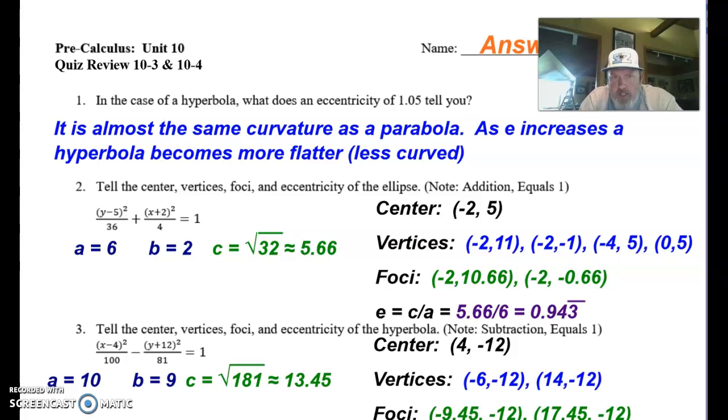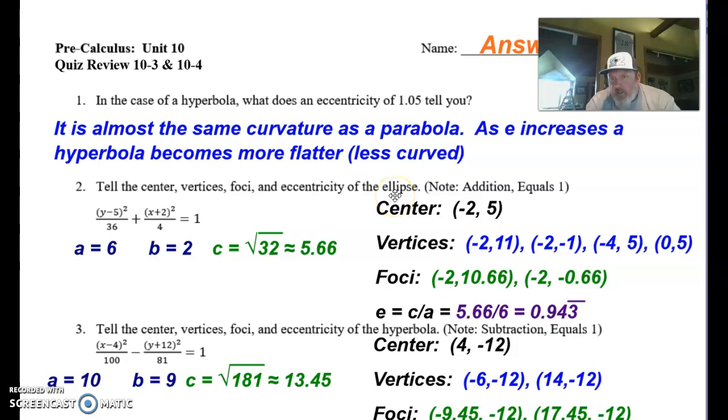Just going to go through the quiz review for 10.3 and 10.4 really quick. So for number one, if they ask you about the eccentricity of a hyperbola, as e increases, it becomes more and more flat. So when you get close to 1, it's very close to the curve of a regular parabola. If you increase that, it's going to flatten out. We really don't do a whole lot with eccentricity, but if they ask you that, the larger that number gets, the flatter the curve gets. That's all you need to know.